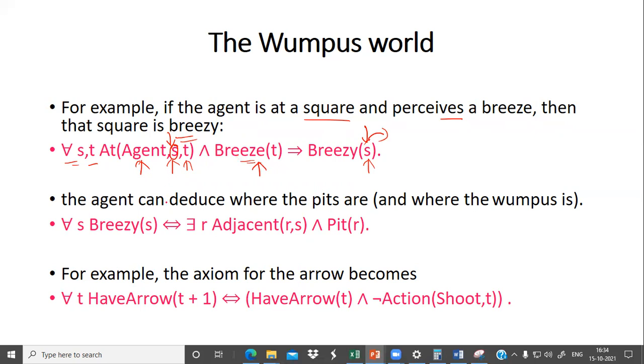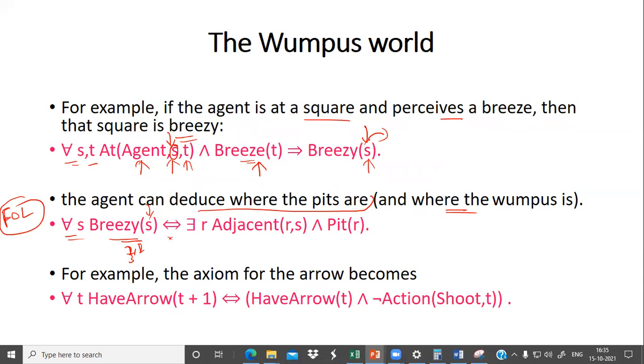Next, the agent can deduce where the pits are, and obviously where the Wumpus also, by using a statement something like this. So this is one of the advantages of FOL. Even complex statements we can represent in one single line. So for all s, breezy of s, where s represents a particular floor, say 1,1 or 2,2 or 3,2: if it is breezy, then it means that there is a pit in the adjacent cell.